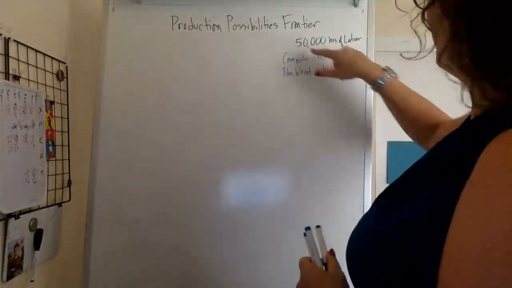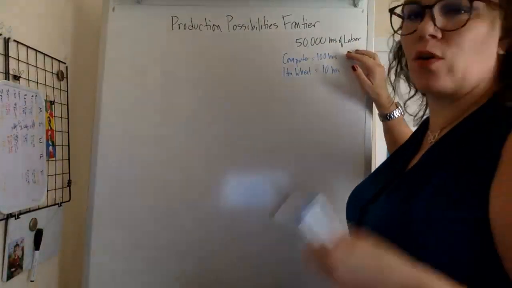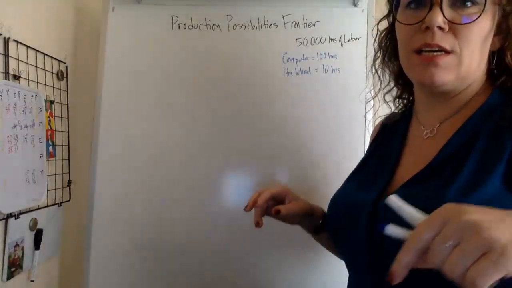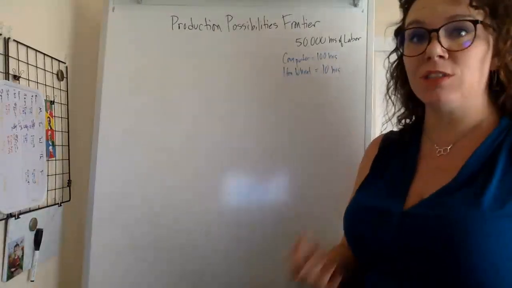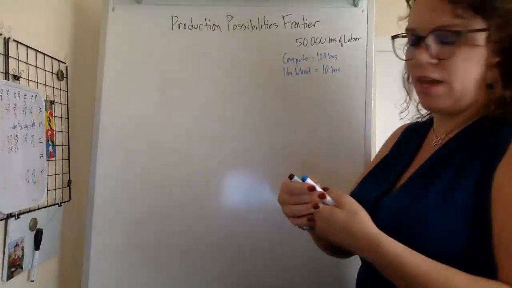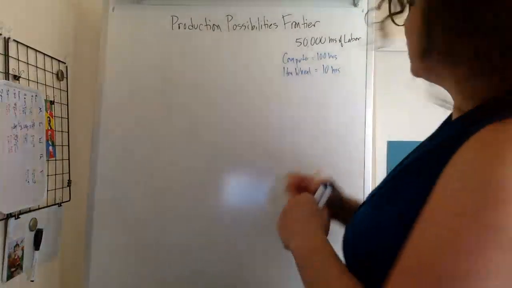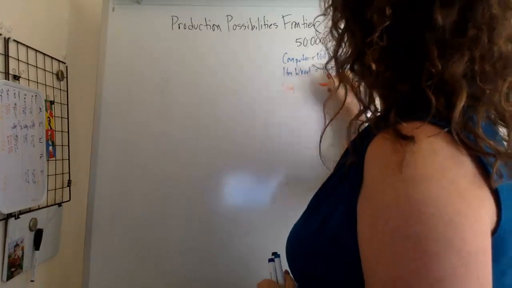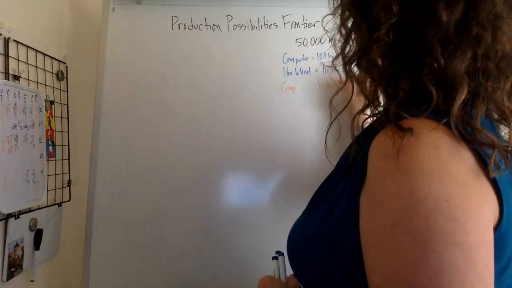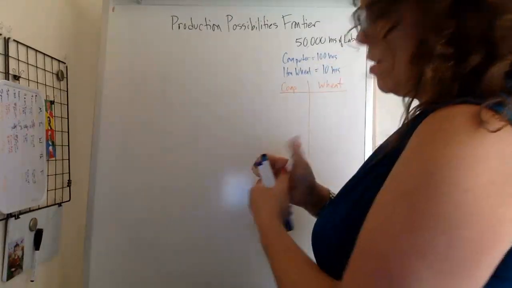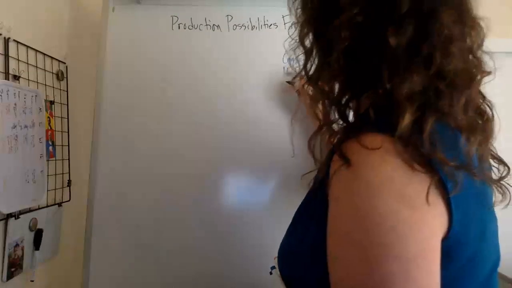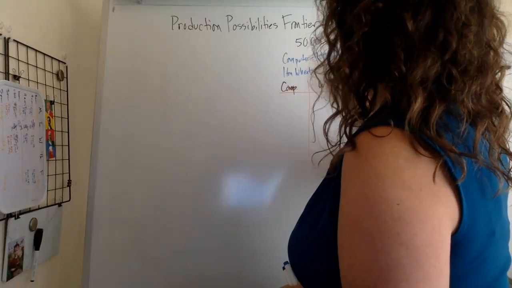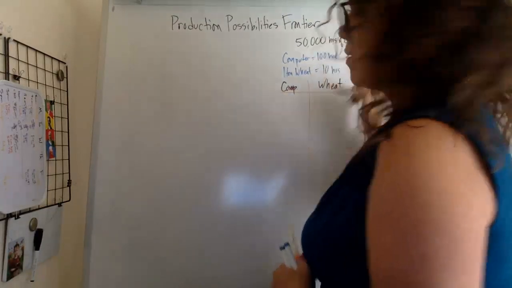So we can say, okay, with 50,000 hours of labor, we can produce either all computers, all wheat, or any combination of the two, and that will give us the possible production points given our information. And so we can break those down. Let's go ahead and build a little chart over here where we've got the number of computers and the amount of wheat. That should be a little bit clearer.